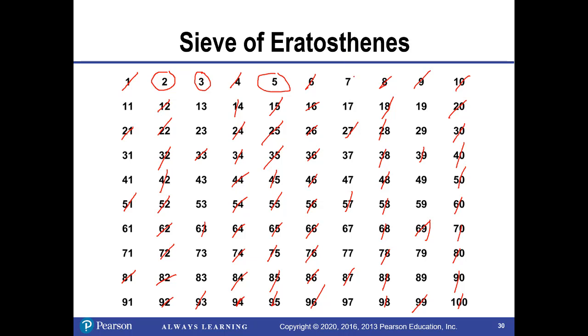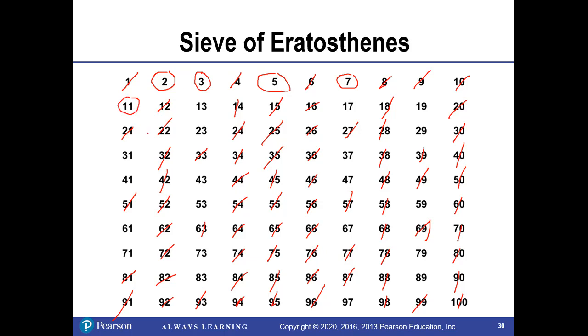I then go on to my next number. That's 7. So now I'm going to cross out all the multiples of 7, which the first one I'm going to get to is actually 49. And I'll do that and come back. I've crossed out my multiples of 7. Now my next number that isn't crossed out is 11. That means 11 is prime.